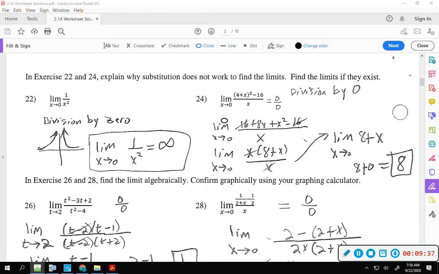Approach from the left, 0 from the left, approach 0 from the right, and see that it will approach the value of 8. Okay, so all of these can be checked in your calculator. I will probably show you one of these.